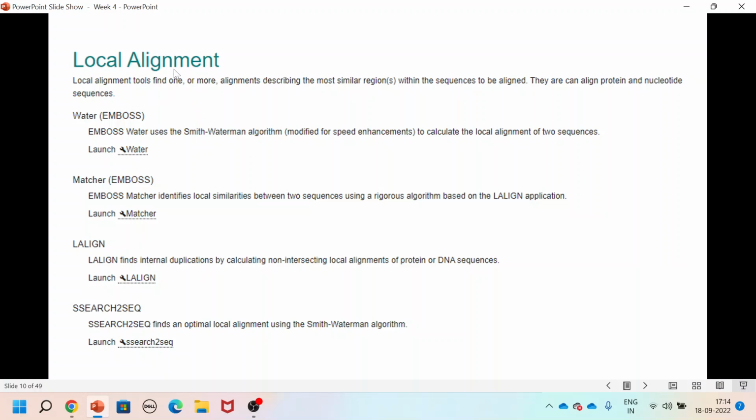Similarly, for local alignment, we have different tools based on the Smith-Waterman algorithm. So there are various tools like the Water tool, Matcher tool, LALIGN, and SSEARCH for the local alignment of the sequences.